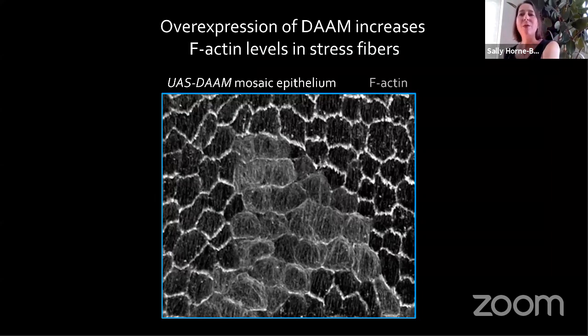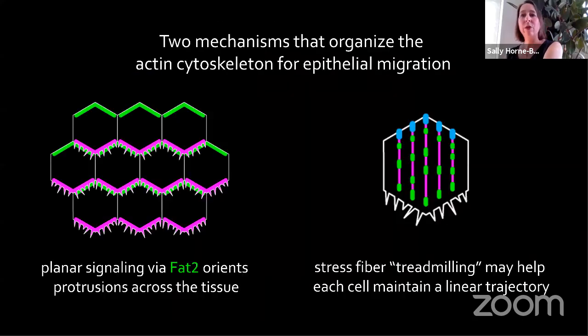Okay, so just to summarize what I've told you today, I've told you about two different systems that we think are both involved in organizing the cytoskeletal machinery for collective migration. The first case was a planar signaling system involving a giant cadherin, Fat2, that sets the sites where protrusions will form in the tissue and functions in a feedback loop with cell motion to ultimately polarize all those tissues in the same direction across the tissue plane.